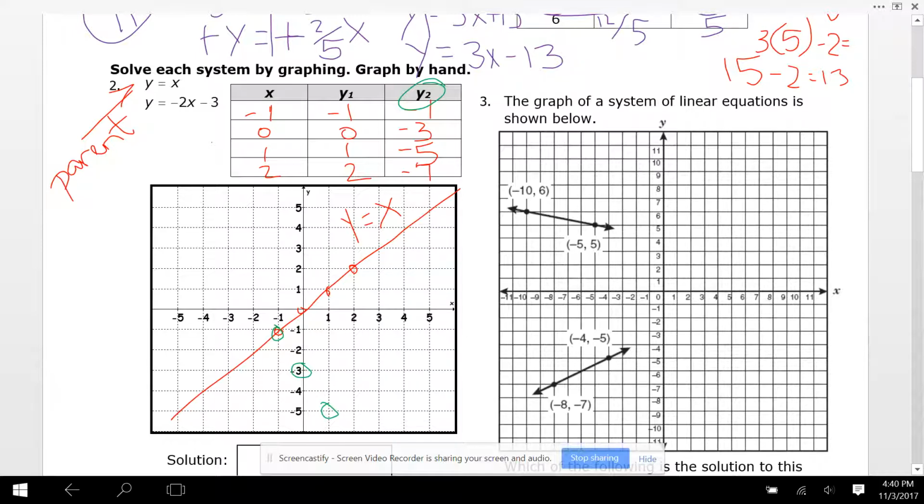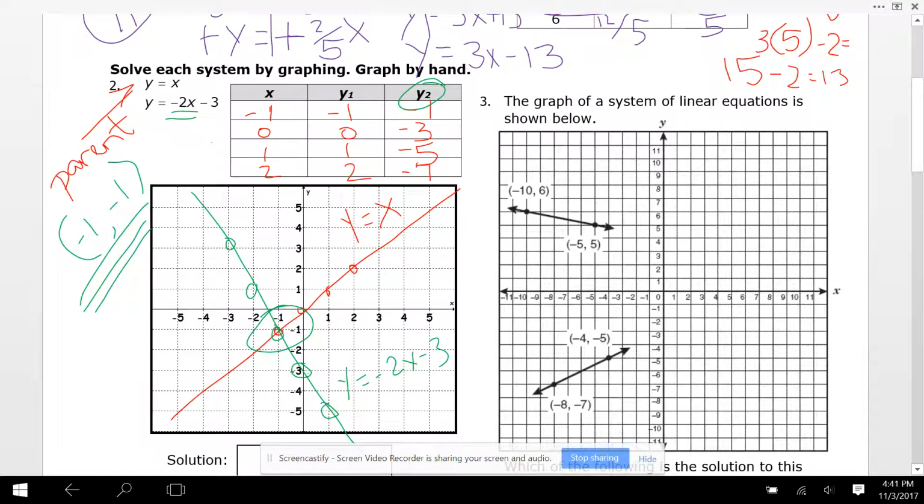Okay, so that one's going up -2, which is my slope right there. So I can go up 2 over 1, up 2 over 1. So here's my y equals -2x minus 3. Okay. And I can see that the solution is -1, -1, because that's where the lines cross.